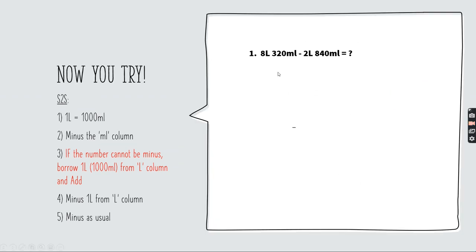Now you try. What is 8 liters, 330 milliliters minus 2 liters, 840 milliliters? First, rewrite that in column method. And then you may start with the milliliters column first. Ask yourself, can you minus 330 minus 840? Small number minus big number. So if you cannot, then what should you do? I put up the S2S on this side right here for you to refer always.